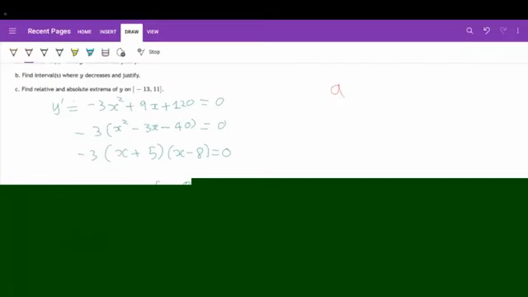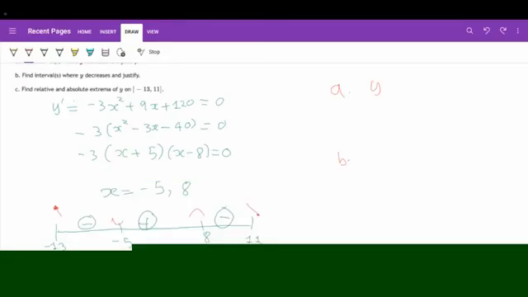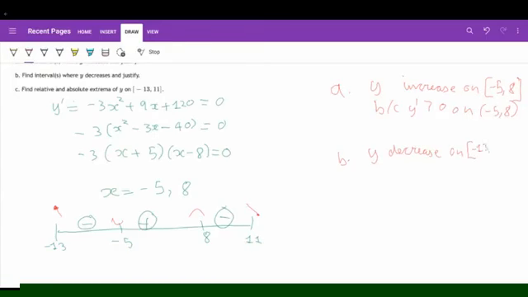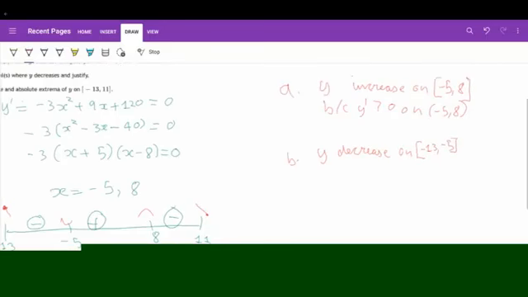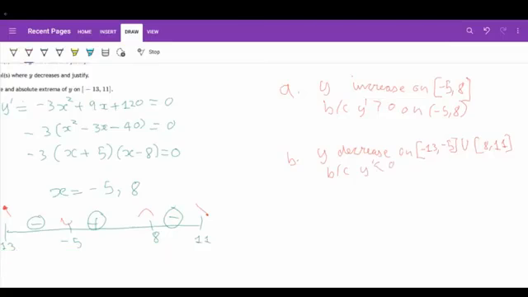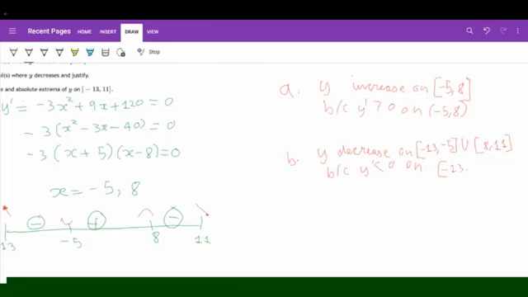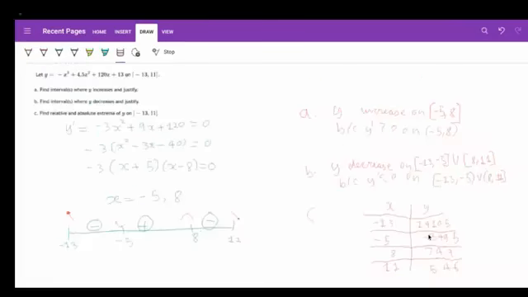For part A and part B, I'm going to start with part A and part B to write this justification down. Part A shows this is increasing from -5 and 8, and this thing is decreasing. So here's where I can write the justification down. Y increases on -5 to 8 because y prime is greater than 0 on -5 to 8. So y decreases on the other interval because y prime is less than 0 on it. There we go. I'll talk about that in part C.